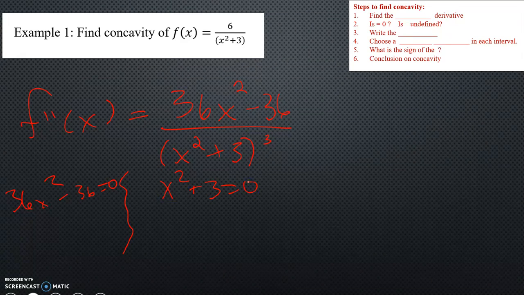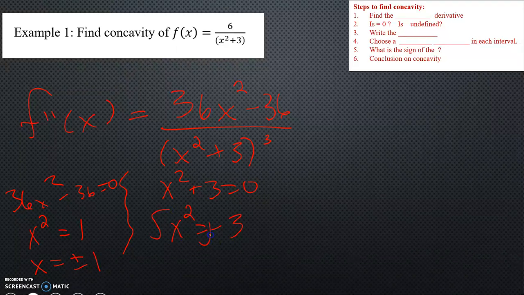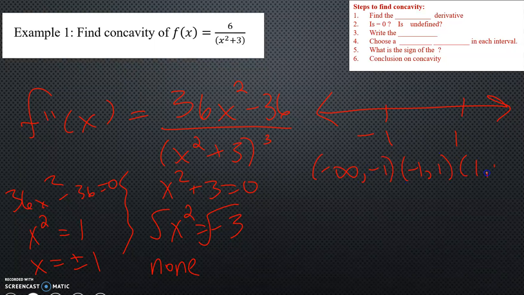On the numerator side, or on the left, when it equals 0, I'm going to add 36 and then divide by 36, square root, I get plus or minus 1. On the right side here, I'm going to be square rooting a negative, which will be imaginary, so none. So my PPIs are 1 and negative 1. So I'm going to put those numbers on a number line so I can make my intervals, negative infinity to negative 1, negative 1 to 1, and 1 to infinity.